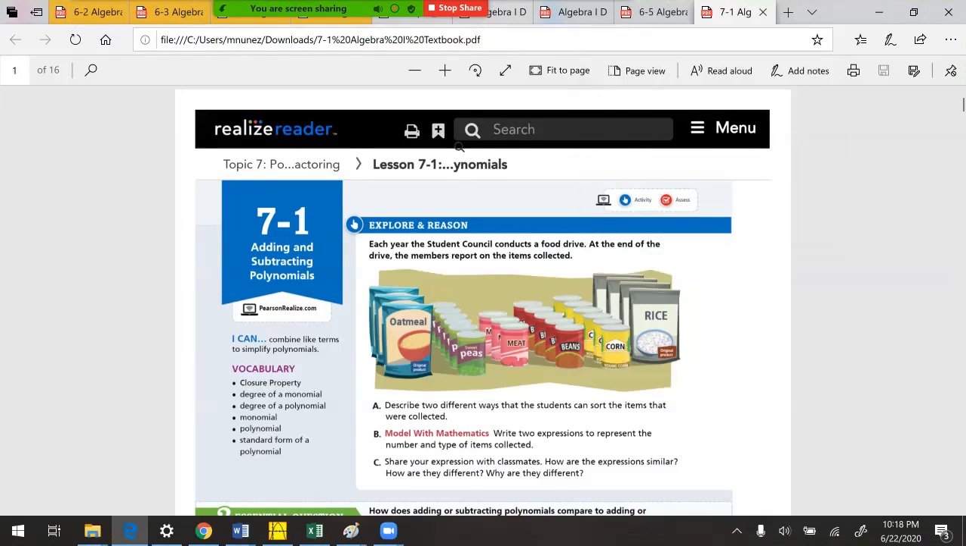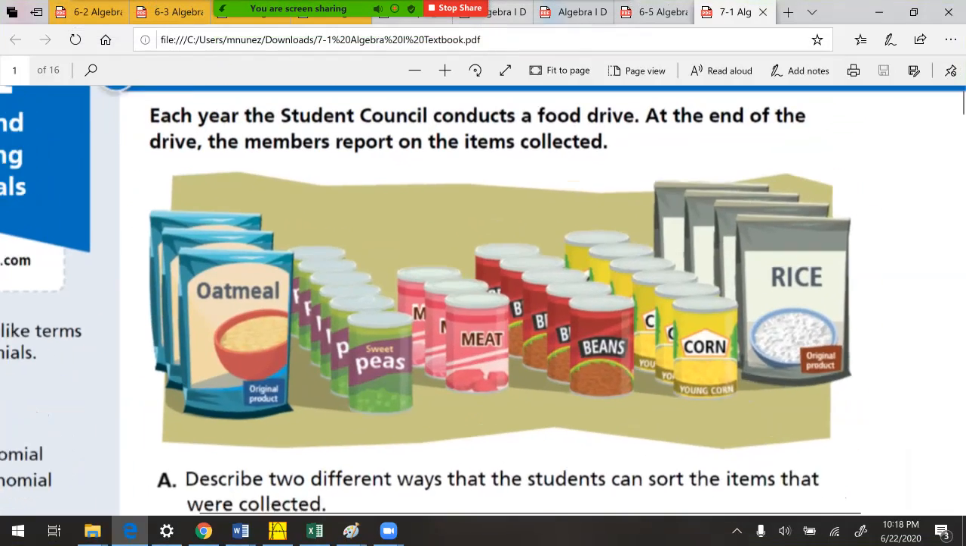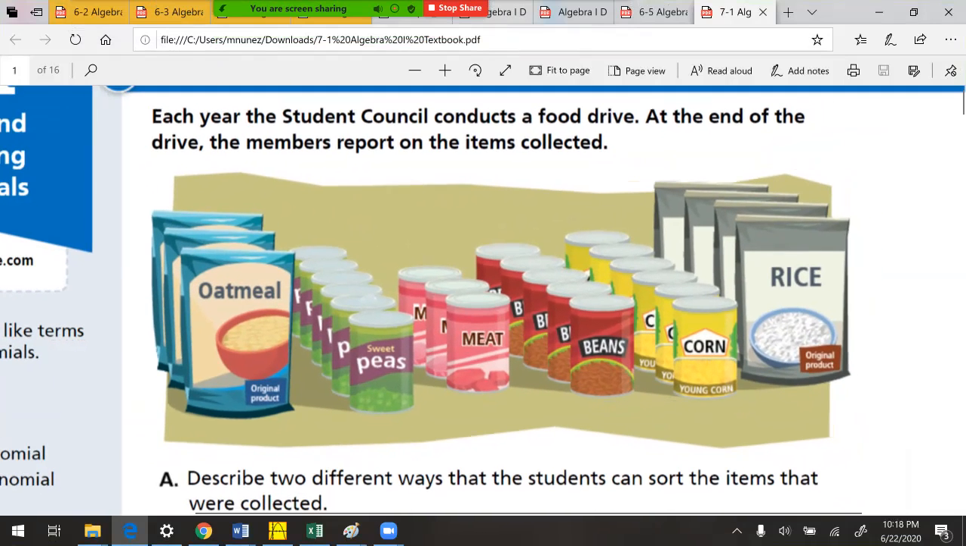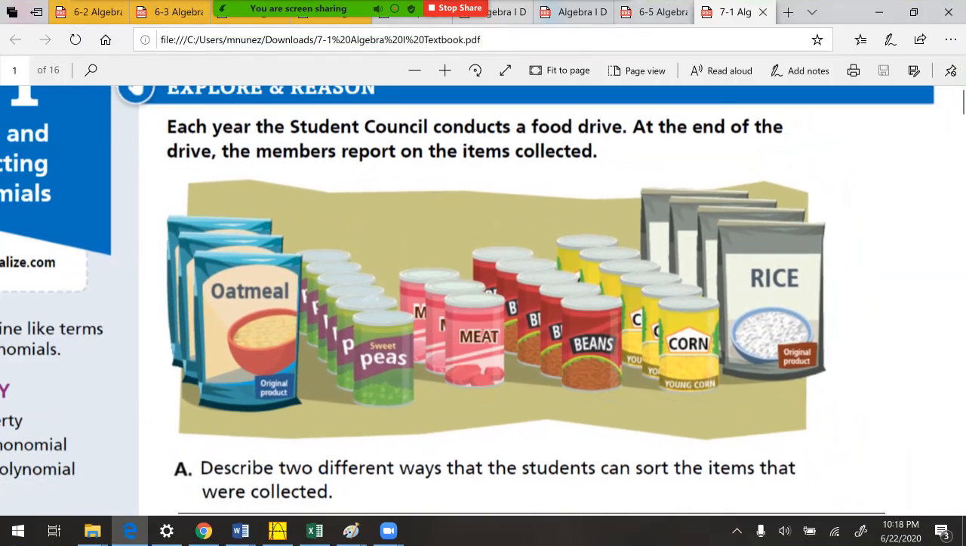Okay, this is it, kids. 7-1. Chapter 7 is a super important chapter. If you don't understand chapter 7, me oh my kids, have fun. Okay, let's talk about different combinations.